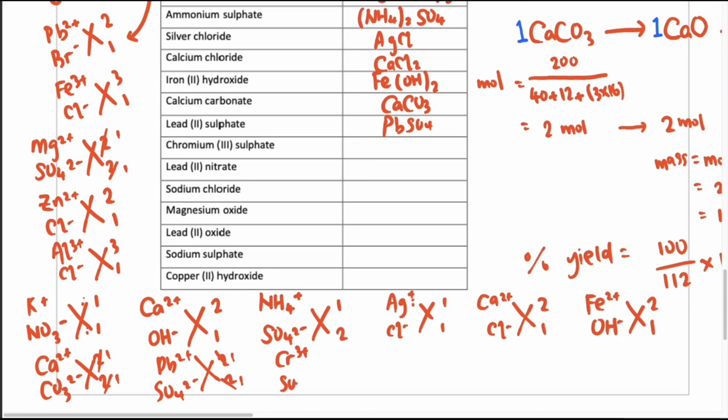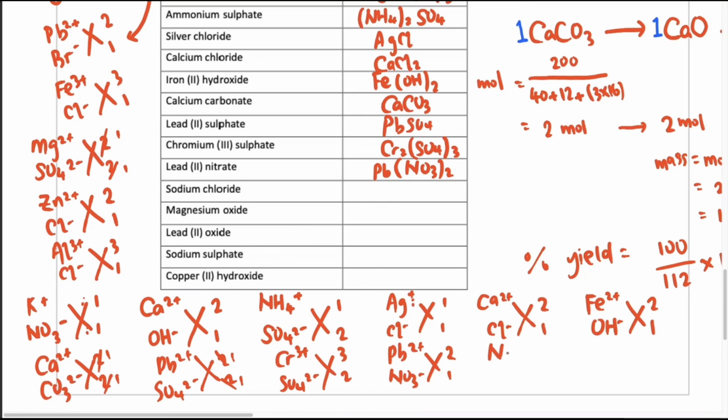Chromium 3, Cr3 plus. Sulfate SO4 2 minus. And this is 3 and 2. Exchange. So chromium now take 2. Sulfate more than 1 element, bracket it and take 3. Lead 2, Pb2 plus. Nitrate NO3 minus. 2 and 1 exchange. So Pb, bracket, because nitrate has 2 elements, NO3 times 2.